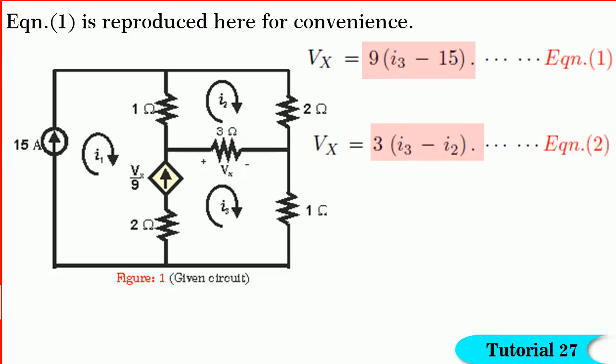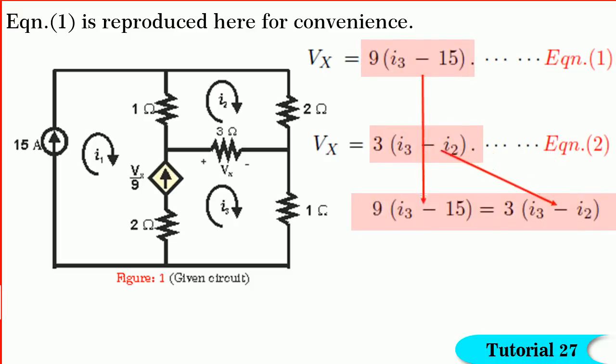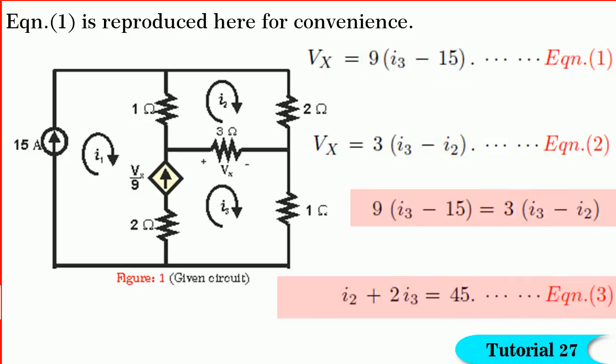By equating the right hand sides of both equation 1 and 2, we get 9 into bracket I3 minus 15 is equal to 3 into bracket I3 minus I2. By solving it, we get I2 plus 2I3 is equal to 45. Let it be equation 3.